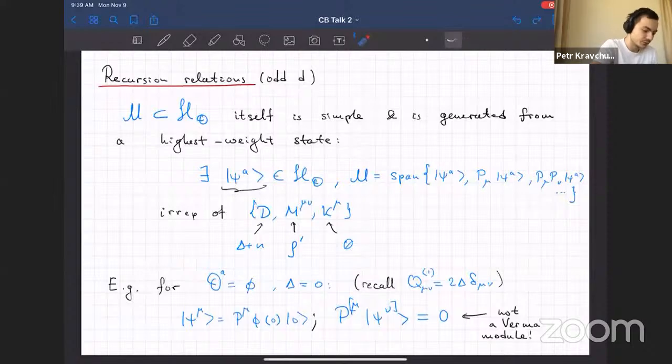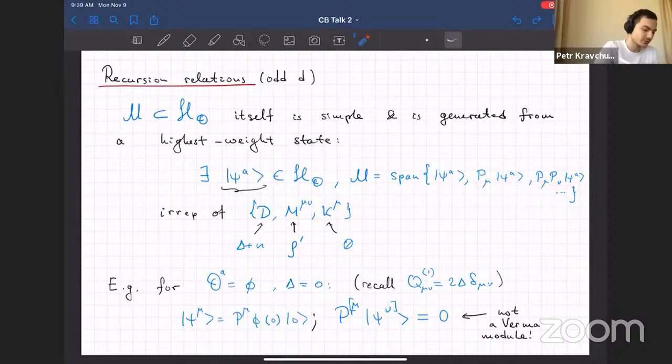So this is what we would call a primary descendant, because it gets annihilated by K mu, and the reason it's annihilated by K mu is that we have tuned delta to be some very special value such that this happens. And this state generates the entire submodule M. So M is just the span of psi A and all the P generators acting on psi A.